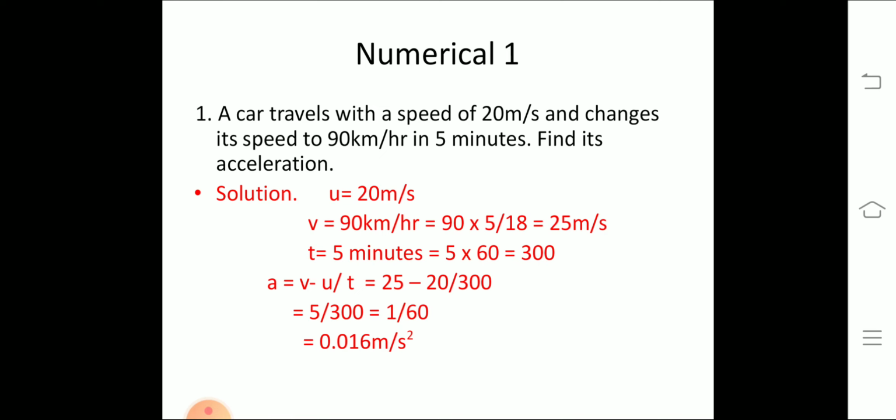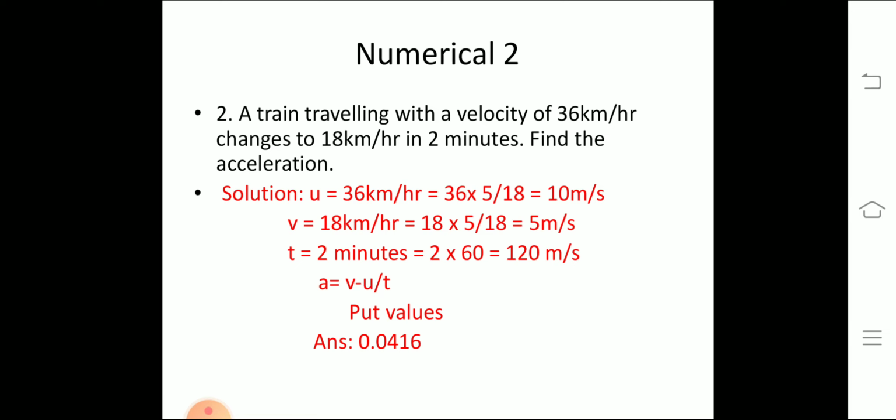Clear? Next. Numerical 2. A train is traveling with a velocity of 36 km per hour, changes to 18 km per hour in 2 minutes. Find the acceleration. The train was traveling, so its initial velocity is given, 36 km per hour. Now final velocity is 18 km per hour.